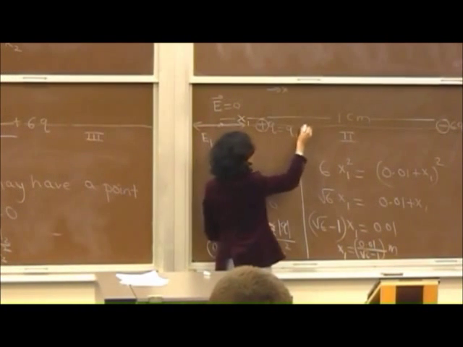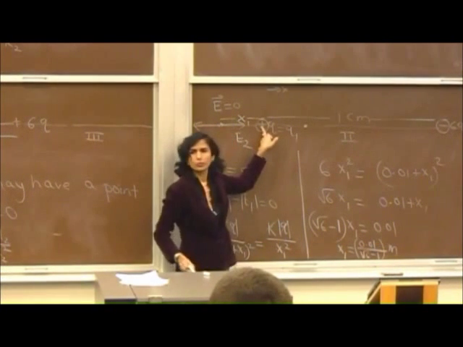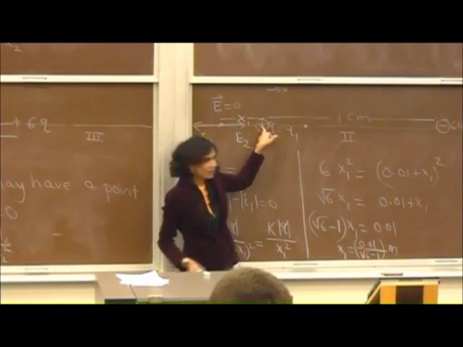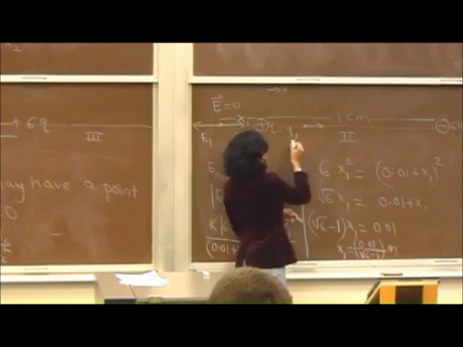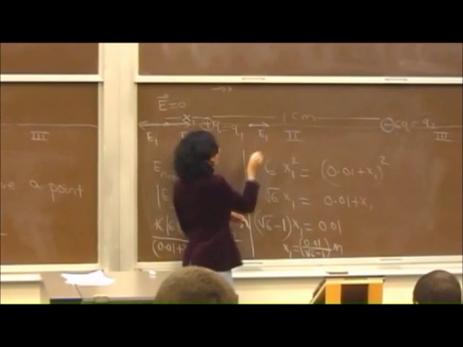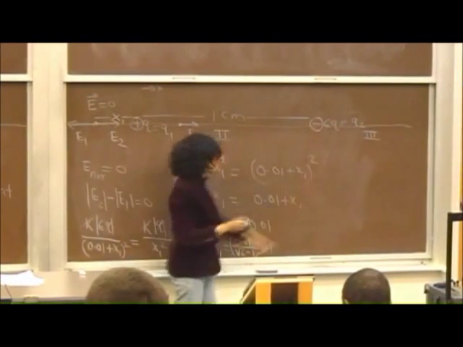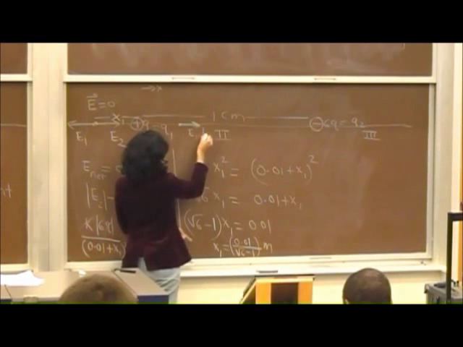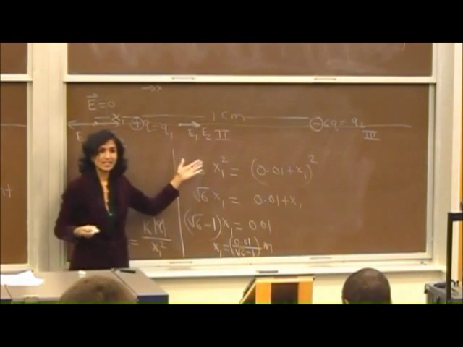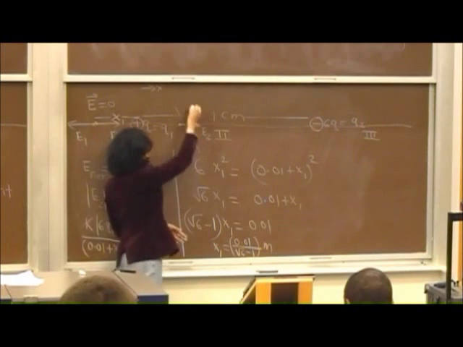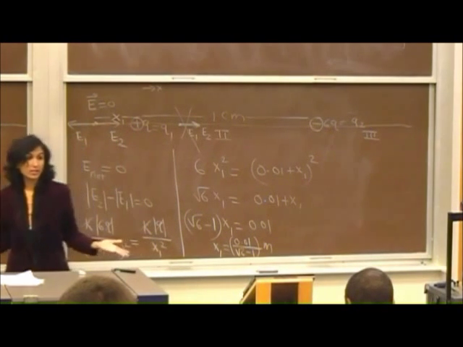Suppose I think of a point here. Which way is the electric field due to the positive charge? Away from it, right? So at this point, the electric field due to this, E1, will be this way. What about the electric field due to the negative charge? Is it towards it? Yes. So E2 is also going to be in the same direction. Can they ever cancel? No. So I couldn't have a point here where the net electric field is zero.